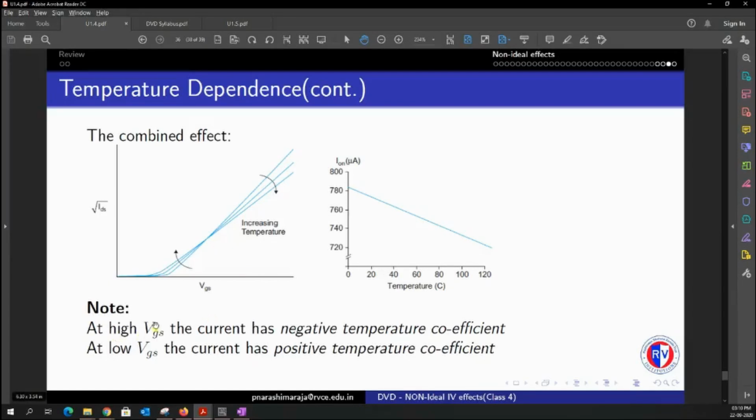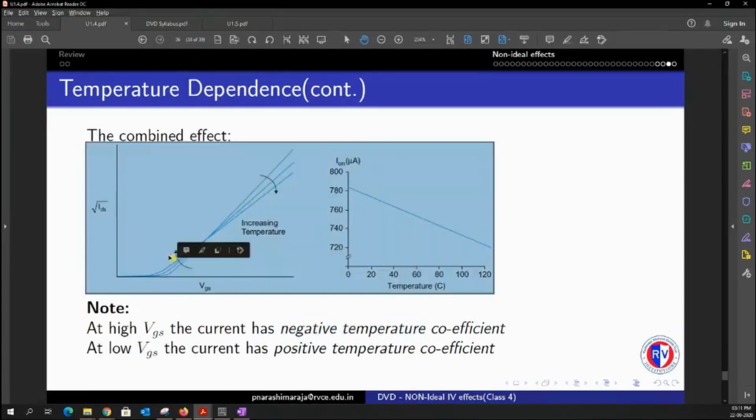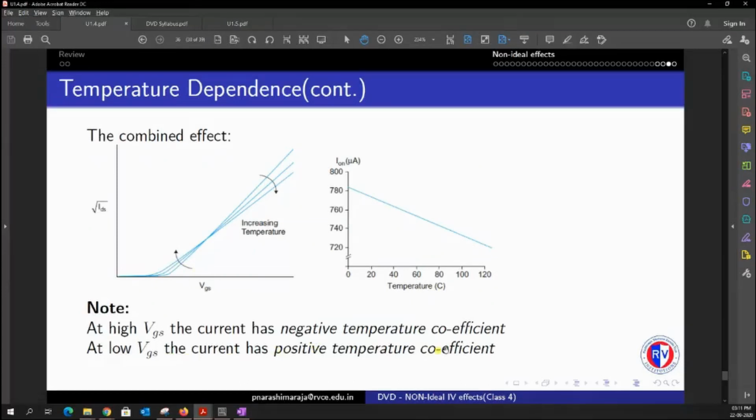You can see that at high values of VGS, the current has a negative temperature coefficient, which means that a rise in temperature actually reduces the current at high values of VGS. But for low values of VGS, in this particular region, we have a positive temperature coefficient. A positive temperature coefficient means that a rise in temperature actually raises the current. So that's it, and with this, let me stop here.